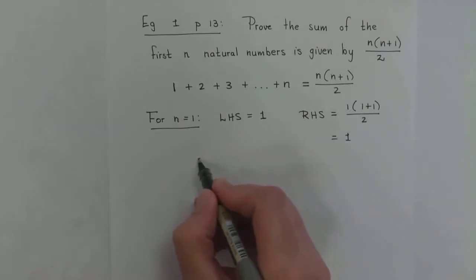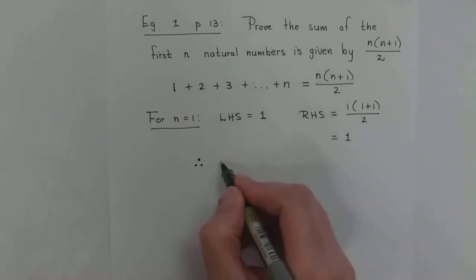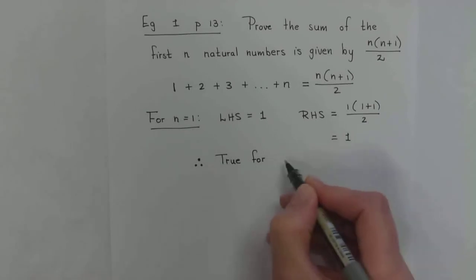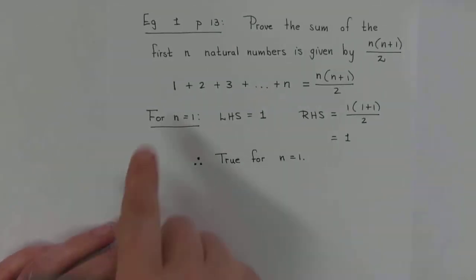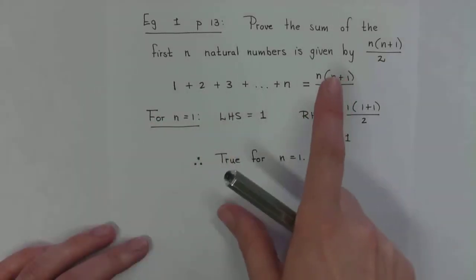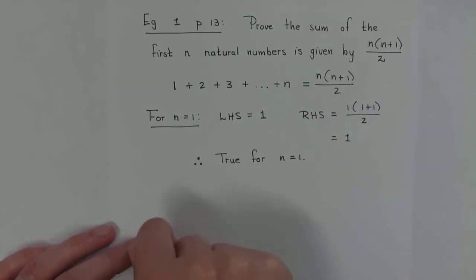So therefore, and it's very important to show these conclusions, therefore, it's true for the first term. So true for n equal to 1. There we go. So that just means that the sum of the first term on the left-hand side is going to be equal to the formula of the sum of the first term on the right-hand side.